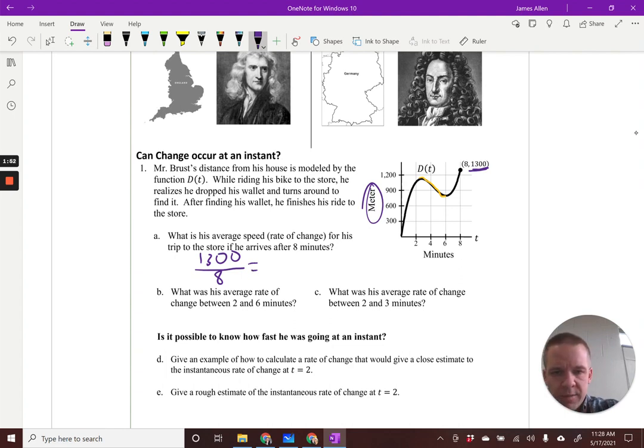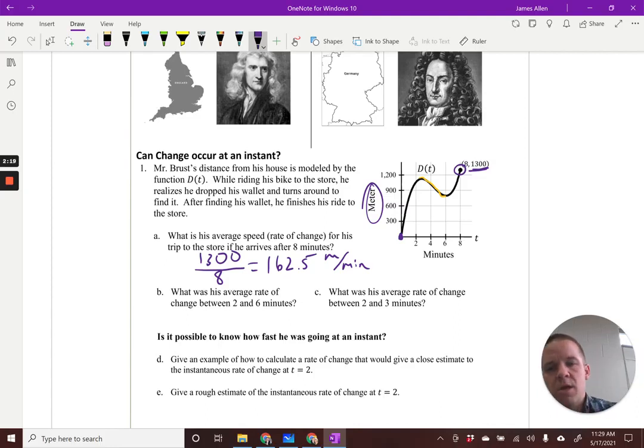And that gives me 162.5 meters per minute. Okay, cool. I like it. Simple enough, right? It's a little slow. So I took basically our starting point of 0, 0, and then our ending point over here of 8, 1,300, and found our slope formula. Change in y over change in x, rise over run.